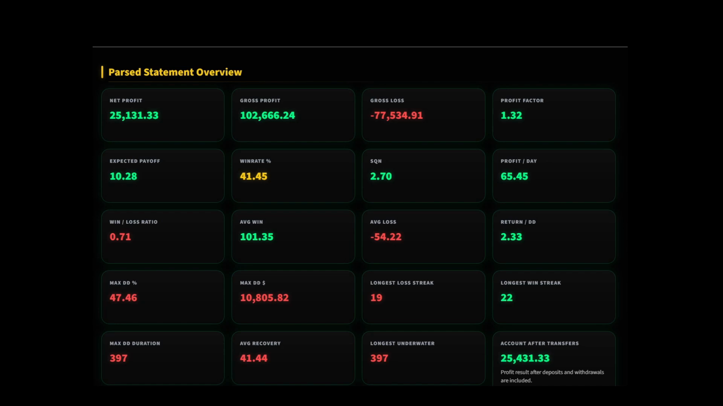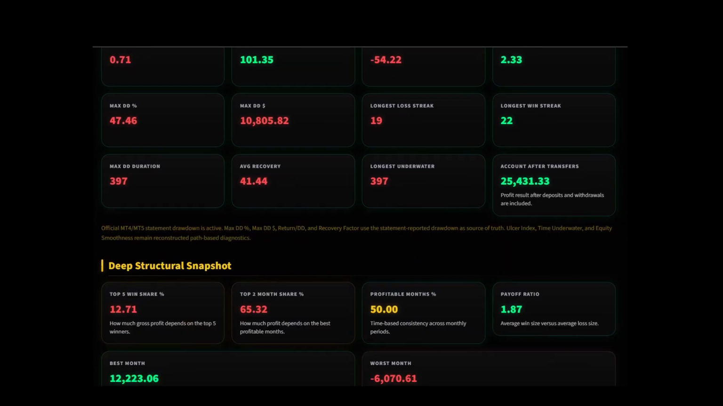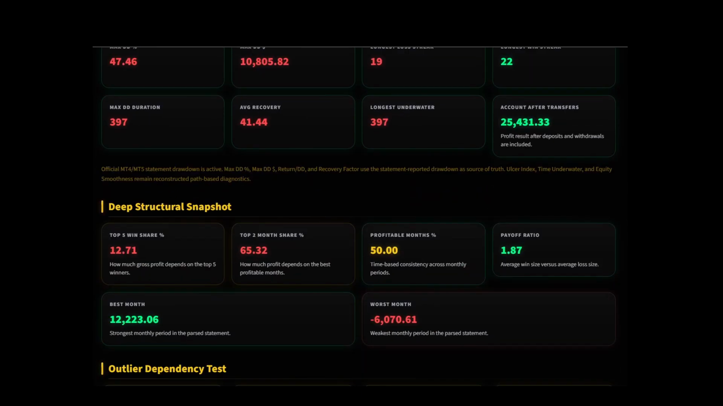Then we move to the deep structural snapshot. This section starts looking under the surface. Here we see top 5 win share, top 2 month share, profitable months, payoff ratio, best month, and worst month. These numbers help answer questions like, does the profit depend too much on a few winners? Does the result depend too much on only 1 or 2 strong months? Is the monthly consistency healthy? Are the winners big enough compared to the losers? And how bad was the worst period?